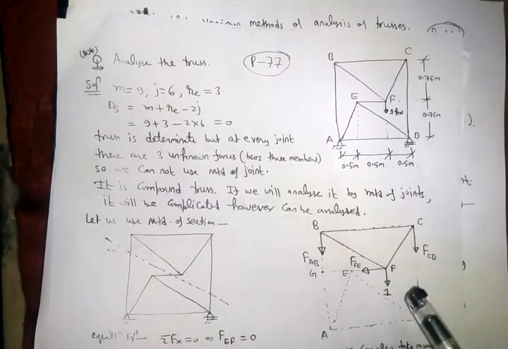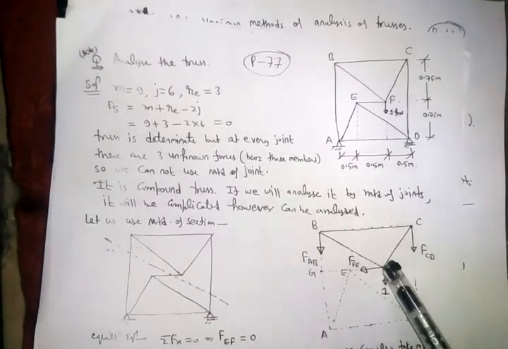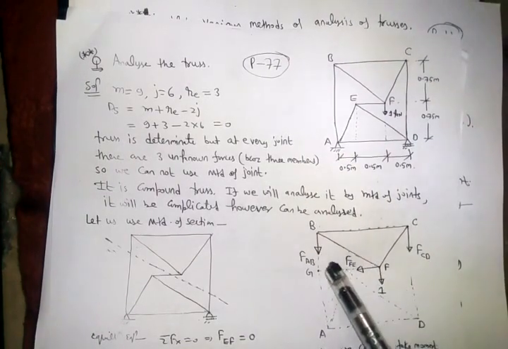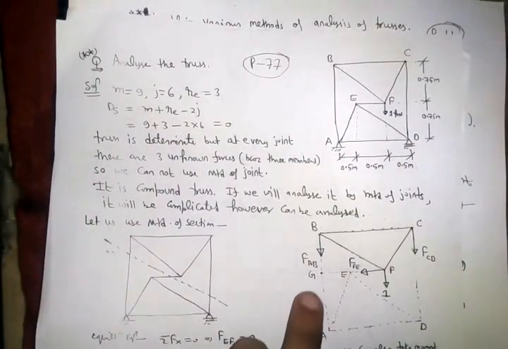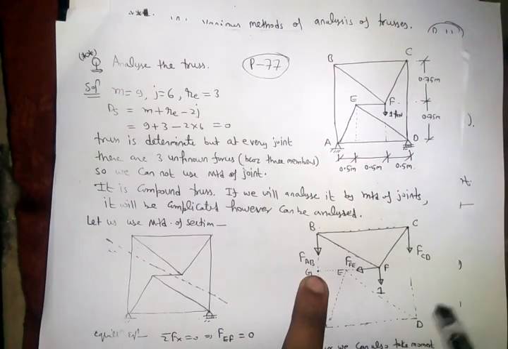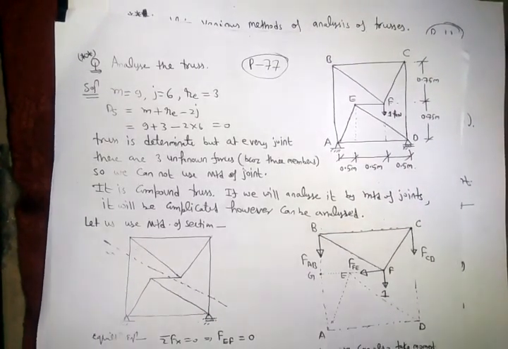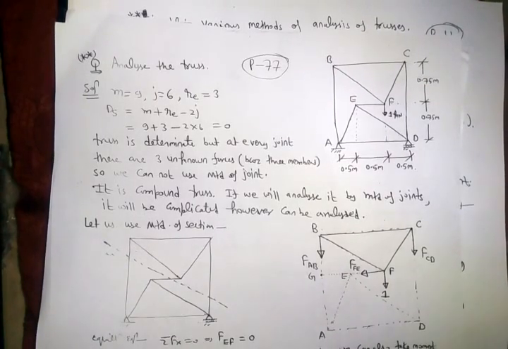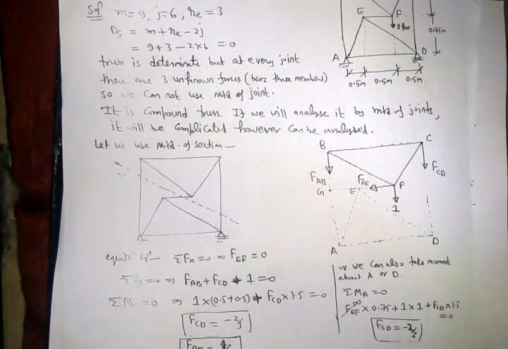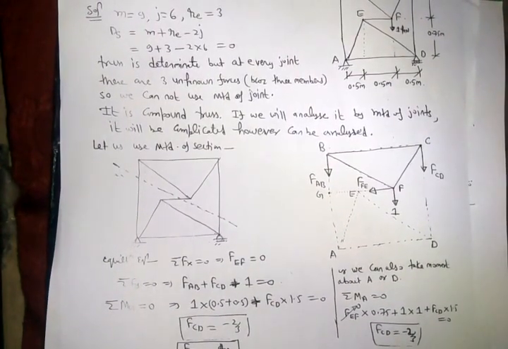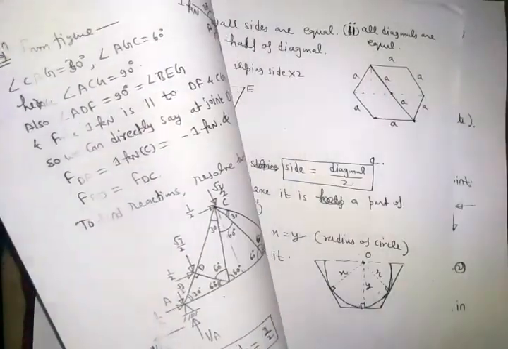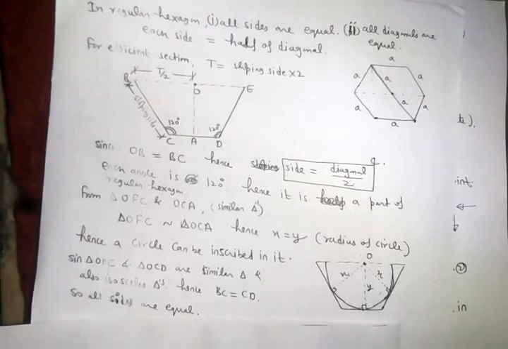And third, moment about point G. If I take moment about point G, the moment of this will be 0 and the moment of this is already 0. So I can take 1 into this distance plus FCD into this distance equal to 0. So we get FCD and FAB. Now further, using the method of joints, we can calculate the force in all members, right?